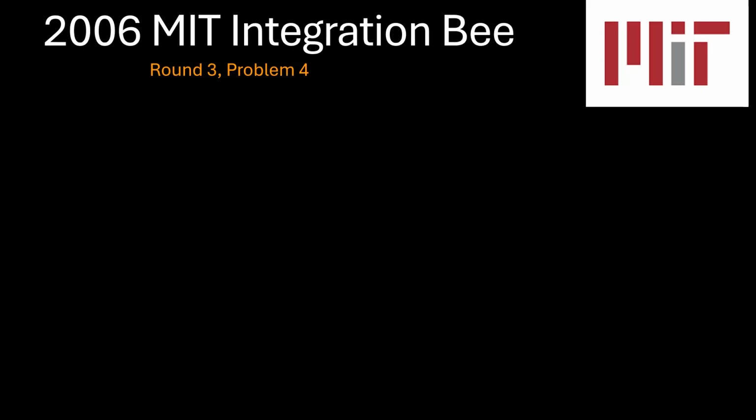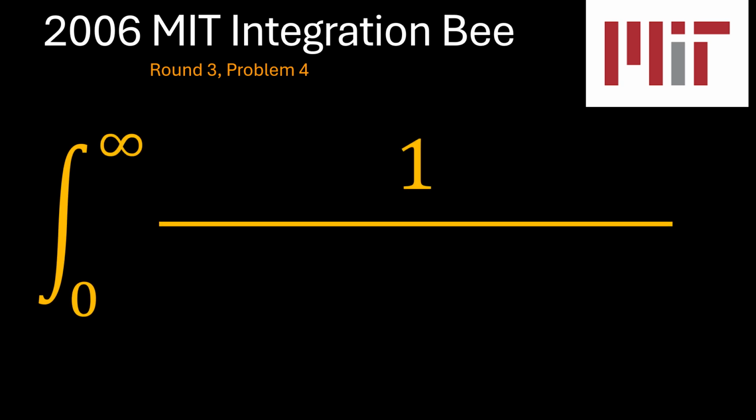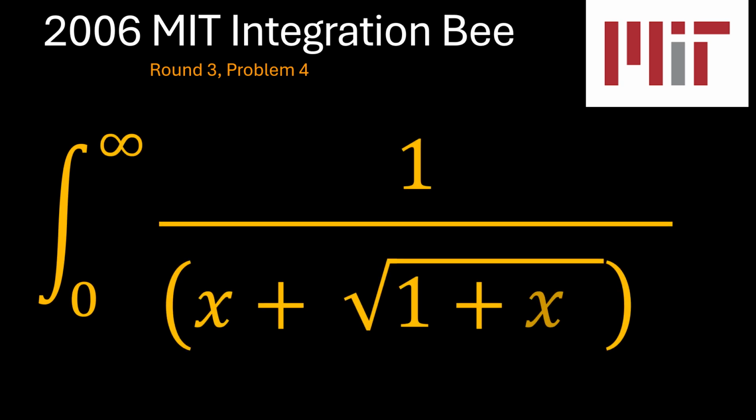So problem 4 is actually quite challenging. The definite integral from x equals 0 to x tending to infinity of 1 over x plus the square root of 1 plus x squared, all that squared. We're going to use Euler substitution here. It's something that's not too hard. If you see x plus the square root of something somewhere, you may want to try to use Euler substitution.